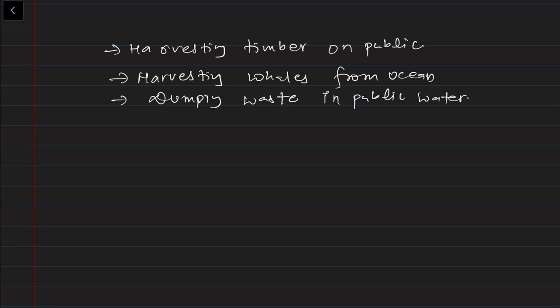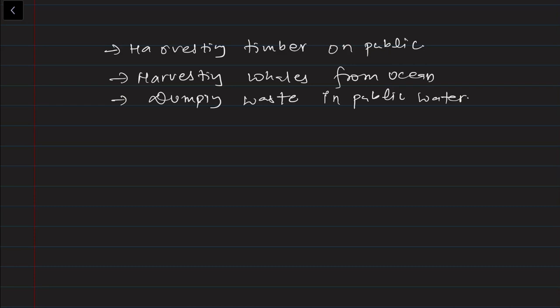So nobody cares about the public water because no one has incentive to take the cost into account. All right. So these are a few examples of tragedy of the commons. Now the question arises, how do you solve the problem of tragedy of the commons? What is the solution to this problem?